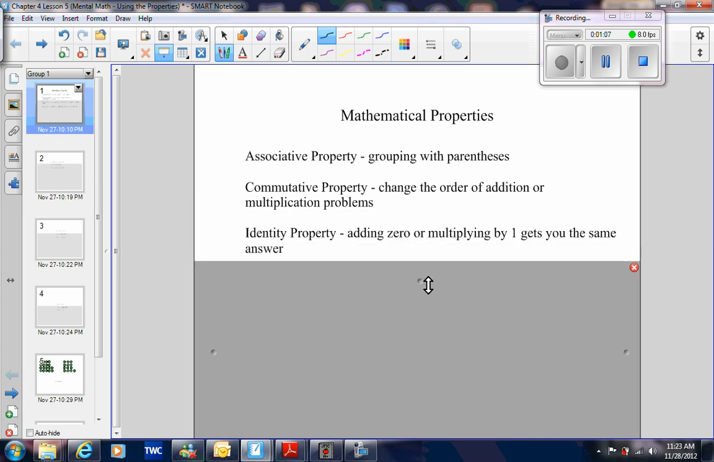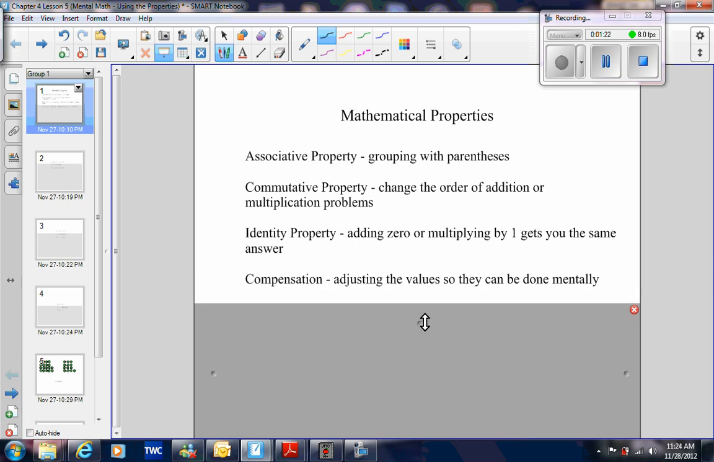The identity property is adding 0 doesn't change your answer, gets you the same answer. Multiplying by 1 gets you the same number back again, just like you had before. All right, compensation isn't a mathematical property, but it is something we're going to look at today. It's adjusting the values so that that math can be done mentally. We'll do some adding that way and some subtracting that way.